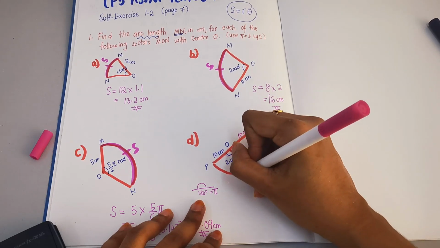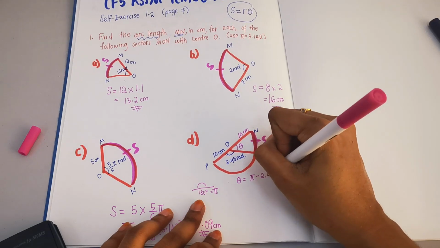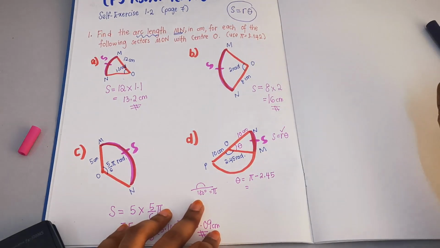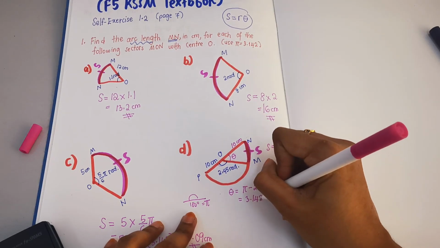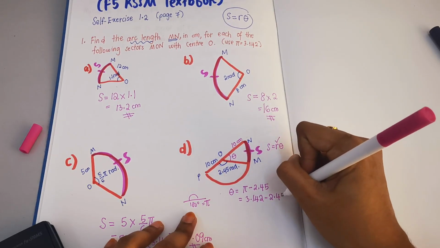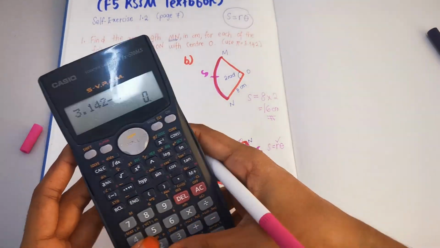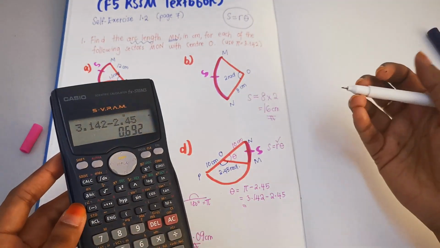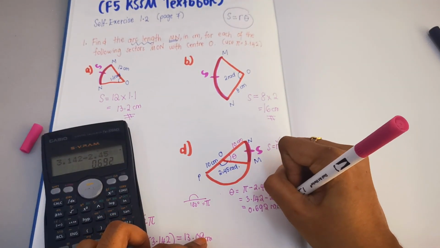In this case, to find our theta, we take pi minus 2.45. Substituting pi as 3.142, we have 3.142 minus 2.45 radian, and we get 0.692. So our theta is 0.692 radian.